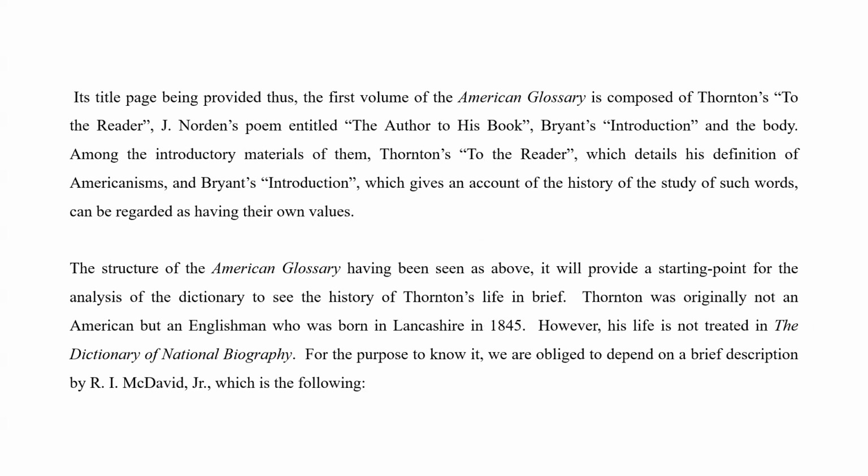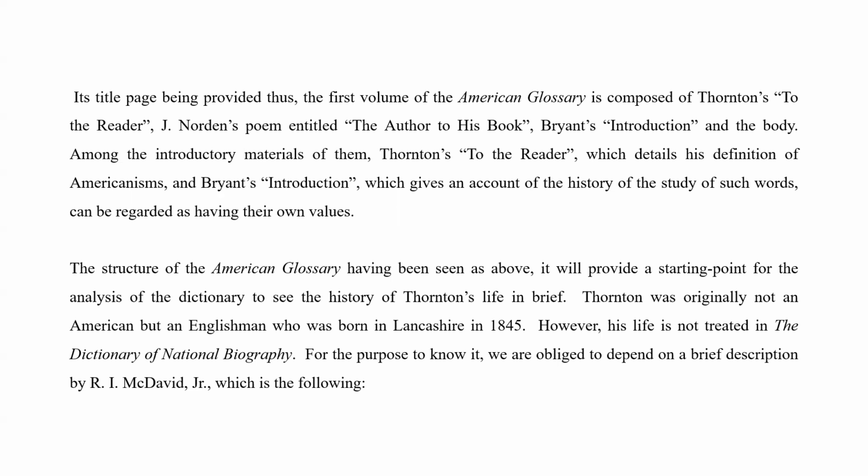Its title page being provided thus, the first volume of the American Glossary is composed of Thornton's To the Reader, Jane Norden's poem entitled The Author to his book, Bryant's Introduction and the Body. Among the introductory materials of them, Thornton's To the Reader, which details his definition of Americanisms, and Bryant's Introduction, which gives an account of the history of the study of such words, can be regarded as having their own values. The structure of the American Glossary having been seen above, it will provide a starting point for the analysis of the dictionary to see the history of Thornton's life in brief.